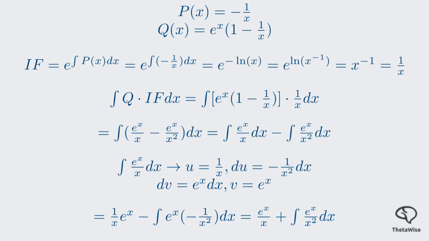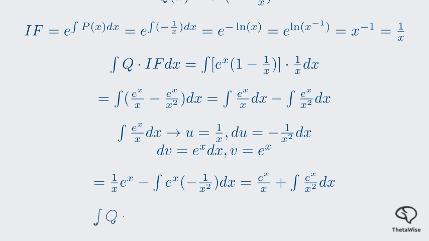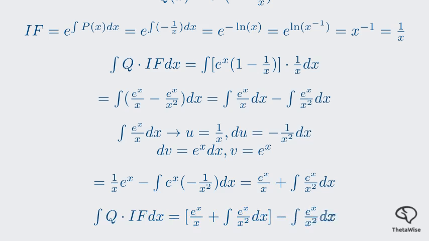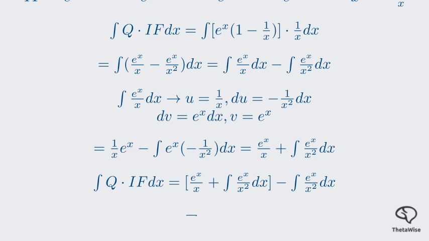Now let's substitute this result back into our main calculation for step 3. We have the result of the first integral, e to the x over x plus the integral of e to the x over x squared, minus the second original integral, the integral of e to the x over x squared. What happens? They cancel out. This is a classic technique. The integration by parts of the first term generated the negative of the second term, simplifying the entire expression to just e to the x over x, plus our constant C.